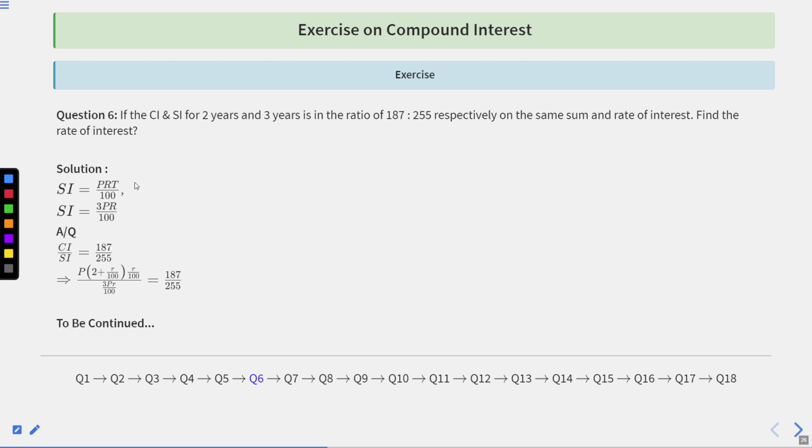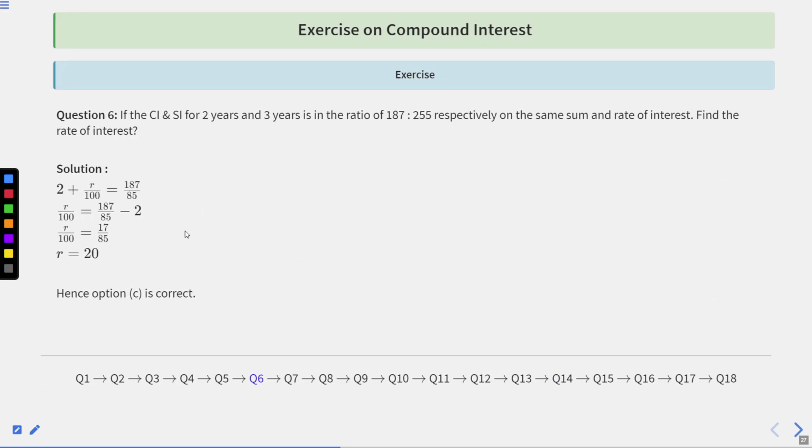So simple interest is PRT upon 100. So time is 3. According to the question, compound interest upon simple interest is 187 upon 255. That means P times (2 plus R upon 100) times R upon 100, upon 3PR upon 100, will be 187 upon 255. So it will be 2 plus R upon 100 is equal to 187 upon 85. That means R is equal to 20. So the correct option here is option C.